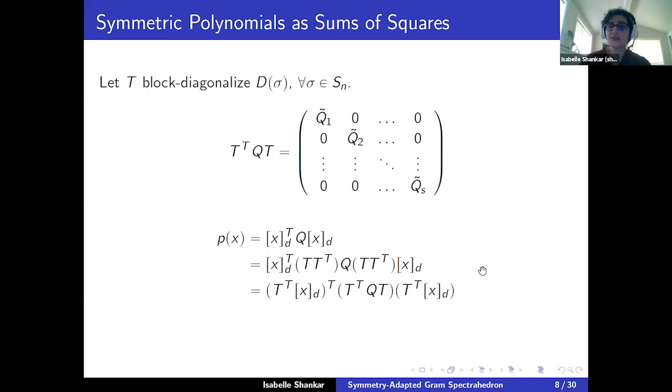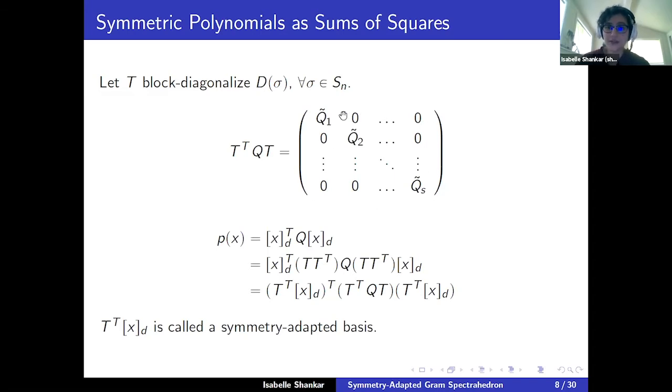And so what we're really doing is changing the basis of our space of degree d polynomials, right? We started with the monomial basis, but I'm going to change it to what's called a symmetry adapted basis. And I do this because now I have a block diagonalized structure in the middle.